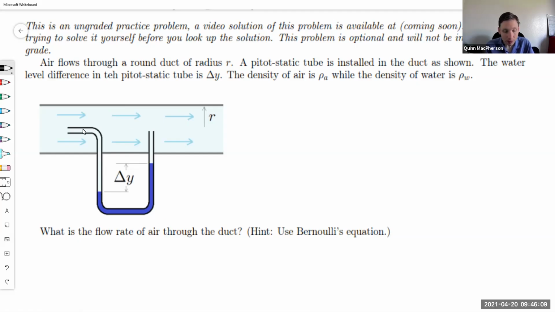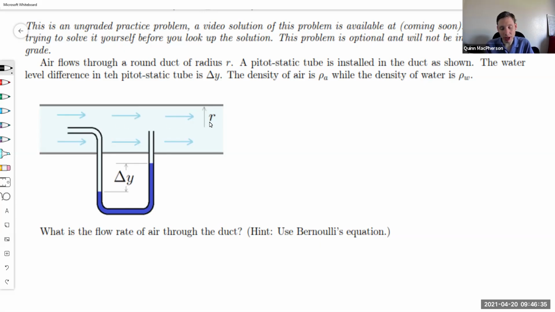It's called Pitot Static. This end is the pitot tube. This end is the static tube. Together it's called the Pitot Static tube. The idea of how it works is that air pushes in on this side because the air is flowing this way. It pushes the water level down here because air just flows across the top of this end of the tube.